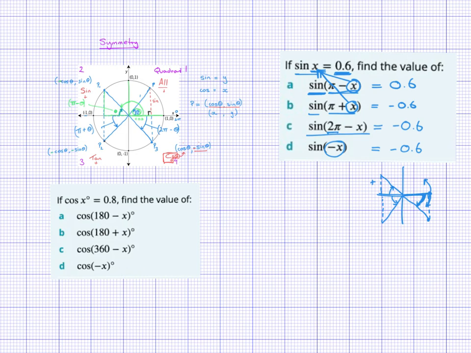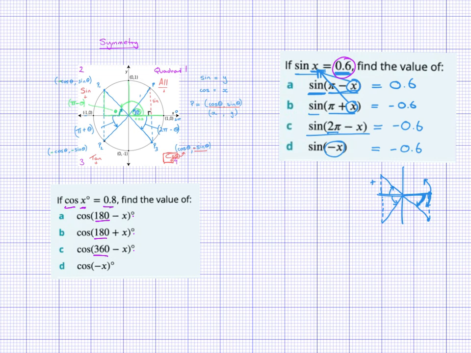You might have noticed that in the previous example I used pi as my reference points, which indicates we're looking at radians instead of degrees. In these ones, you notice that it's all 180s or 360s, which means we're talking about degrees. You can also see that the degree symbol has been used. Over here, there was no symbol used, which is another indicator that we're looking at radians. So cos of this angle is 0.8.